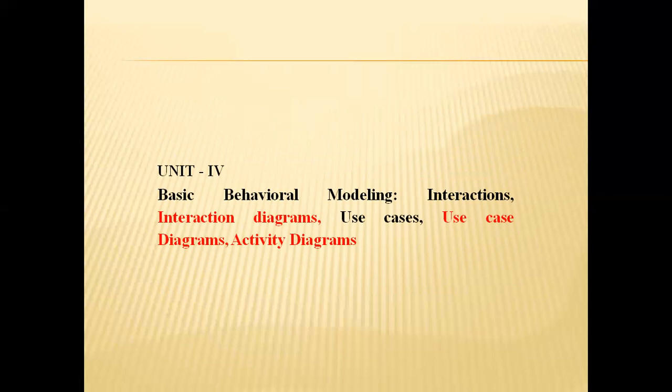So in the fourth unit, you will learn about these diagrams: the interaction diagram, the use case diagram, and the activity diagram. Totally, in the fourth unit, we explain the behavior of the system. Behavior means how objects interact. One object can interact with another object.